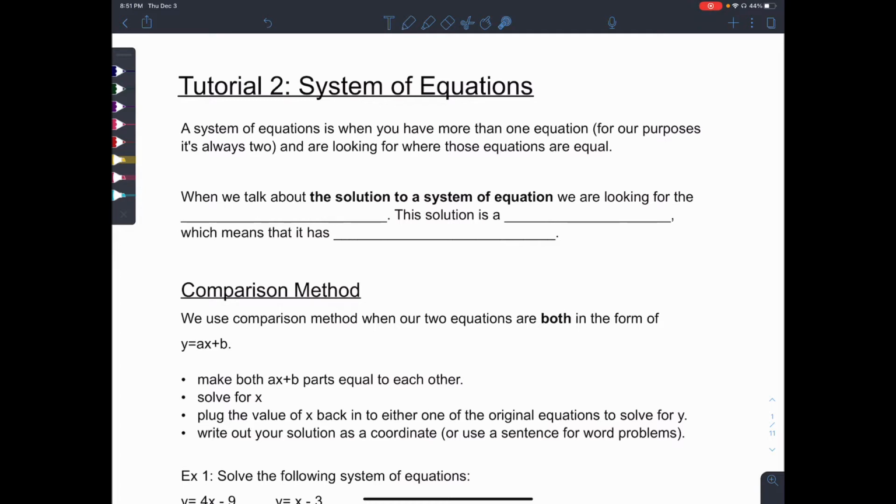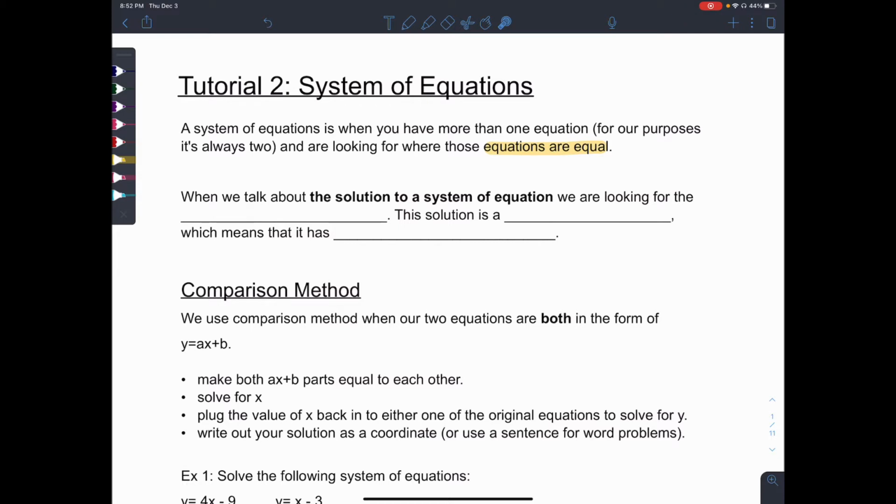Okay, so a systems of equations is when you have more than one equation, and we're really focusing on the high school level of systems of equations, so not any upper level things that you would need matrices or any linear algebra to do, really just the basics. So for our purposes, we're always looking at a system of two equations so that we're working with two variables. And we're looking for where those equations are equal. So when we talk about the solution to a systems of equations, we're looking for the point of intersection.